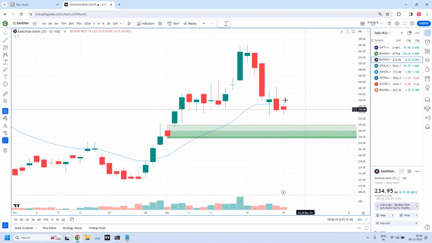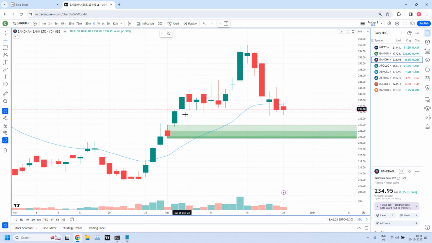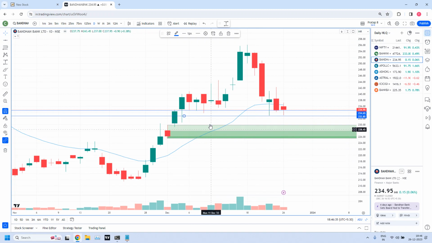Bandhan Bank. So the prices did not enter into this zone. There is a strong order flow somewhere here. Within this area, there is a strong order flow. Let me draw one more line. So most of the times, the prices are reaching and seeing rejections from here.